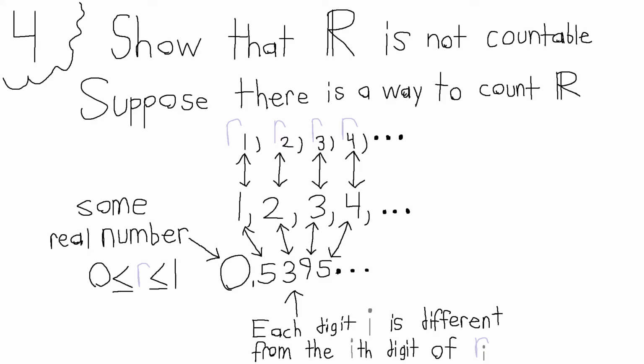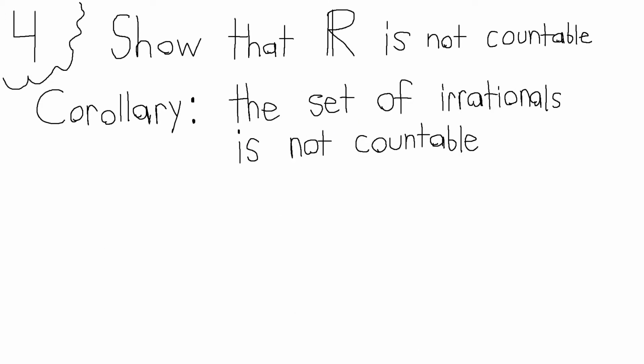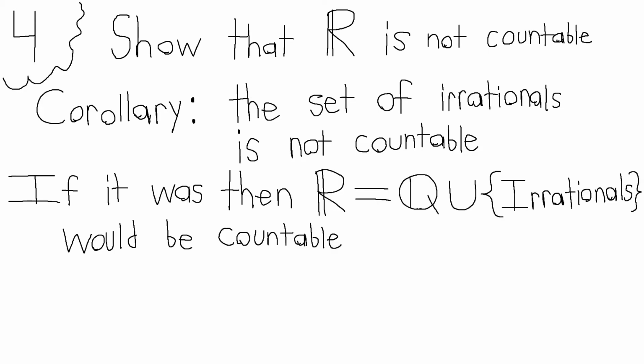Continuing to pick digits this way, we arrive at a real number r, which, by construction, is different from any of the real numbers in the countable list. Thus, we conclude that the real numbers are not countable. This theorem also implies that the set of irrationals is not a countable set, because if it was, then we could express the real numbers as a countable union of countable sets, which would imply that the real numbers are countable, a contradiction.